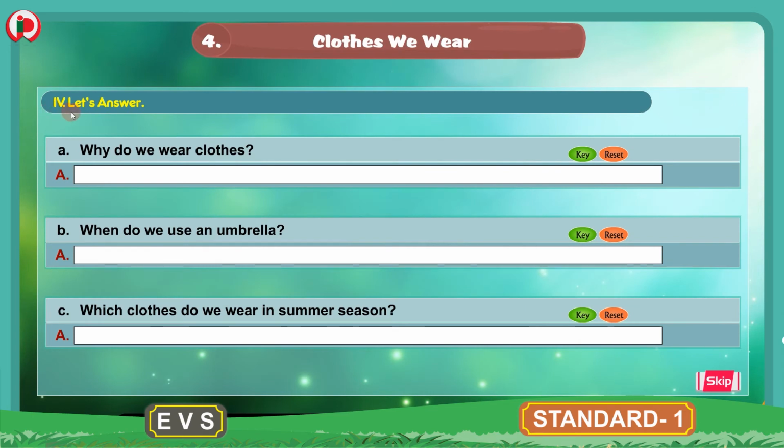4. Let's answer. Children, here we have few questions. We will read these questions and write the answers for these questions. A. Why do we wear clothes? And the answer for this question is, we wear clothes to protect ourselves from heat, cold, rain and dust.